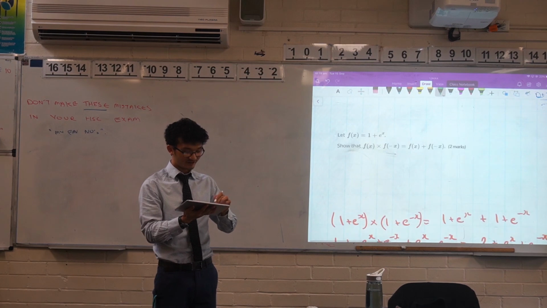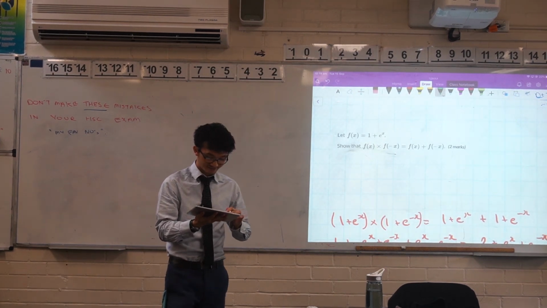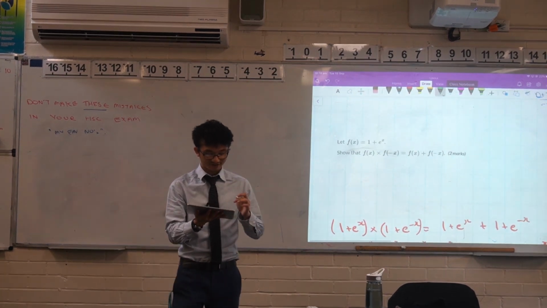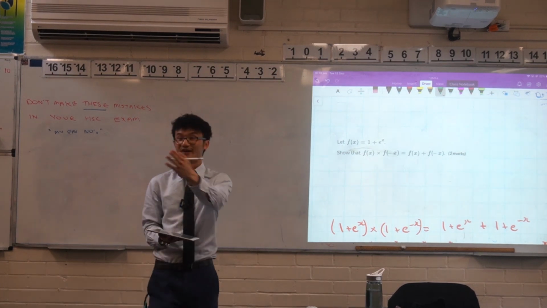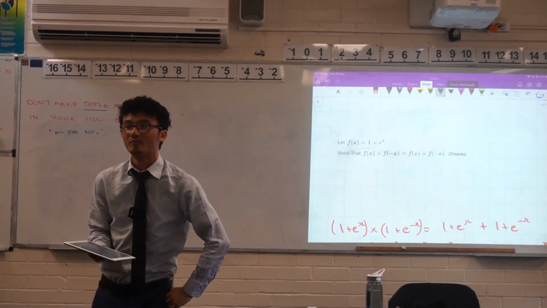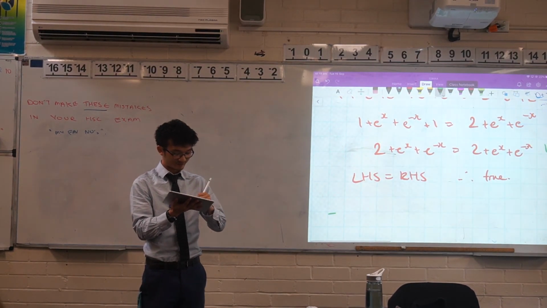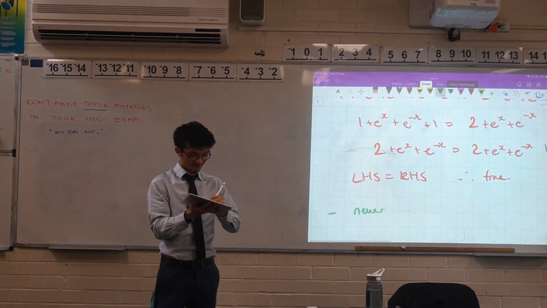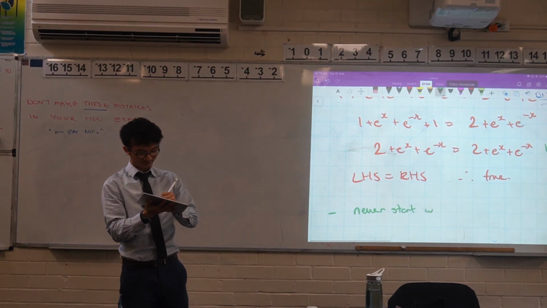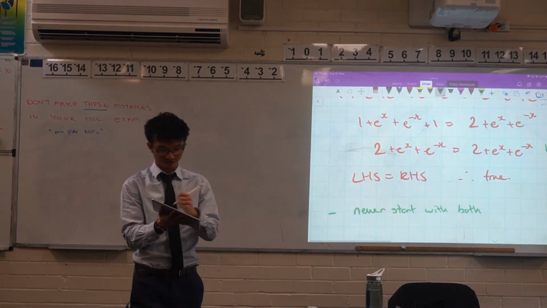Show, proof, right? And first line already. Yes, what have I done, Harry? Both sides, okay? In a proof, here's the first mistake. Write this down with me. Never start with both sides in a proof question.